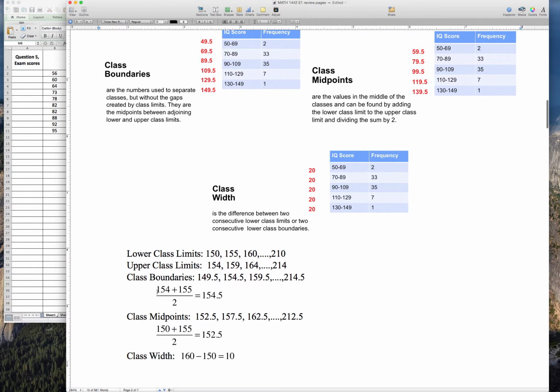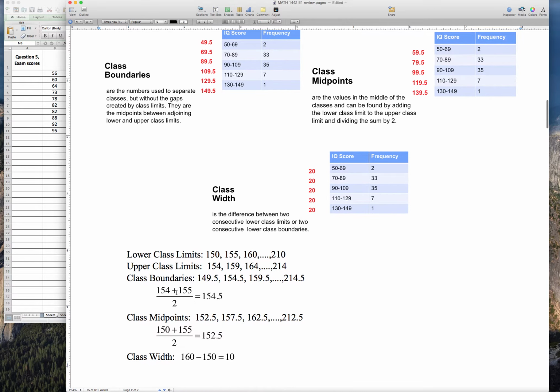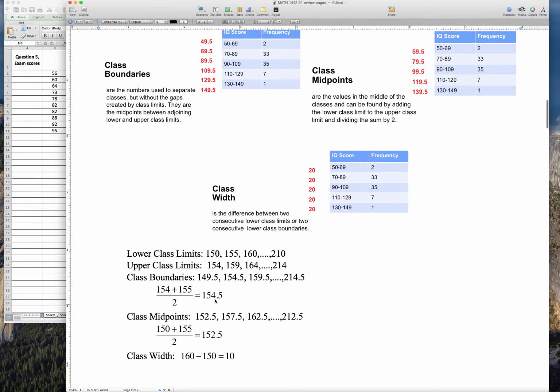Here are subsequent upper and lower class limits, added together and divided by 2, and that gives you one class boundary. The class midpoints are calculated like so. You don't need to do this for every single one. You just do it for one and show the pattern, and that's good enough.